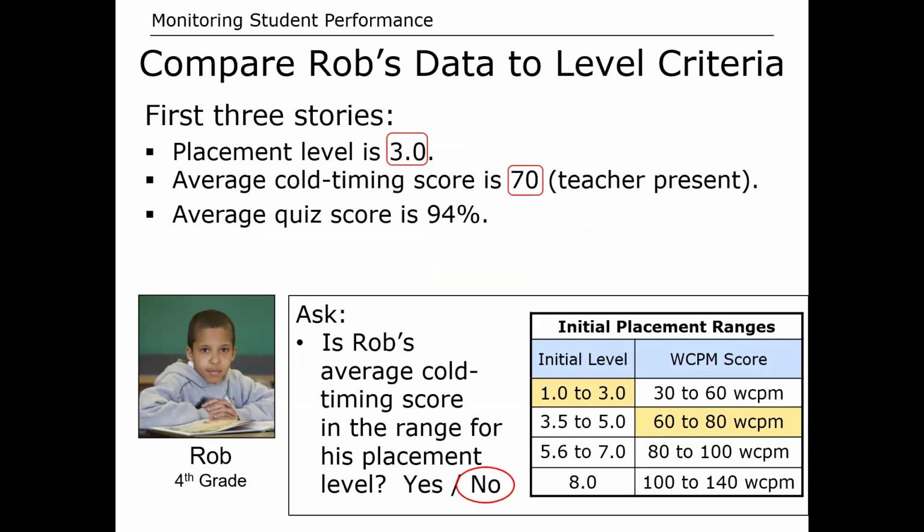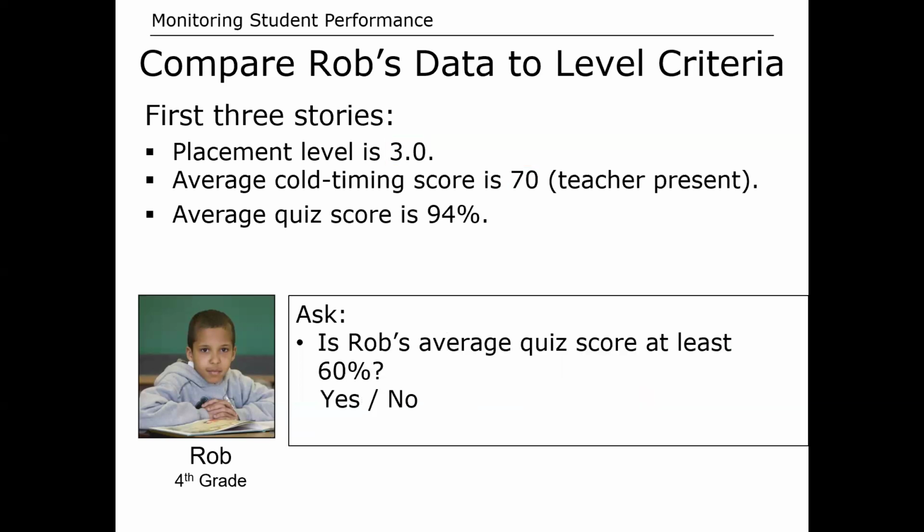If this was placement day, if he got 70 on the 3.0 passage on placement day, the placement packet would have suggested you try 3.5 because 3.0 would be too easy. He'd be outside that range. So right now I'm thinking that level might be too easy for him. His quiz is above 60%. In fact, he's at 94%. So he's doing very well.